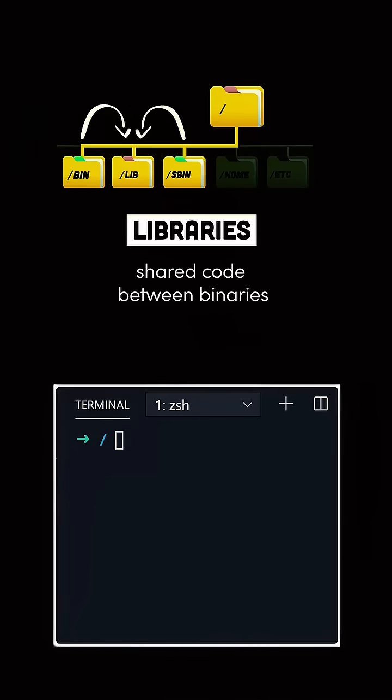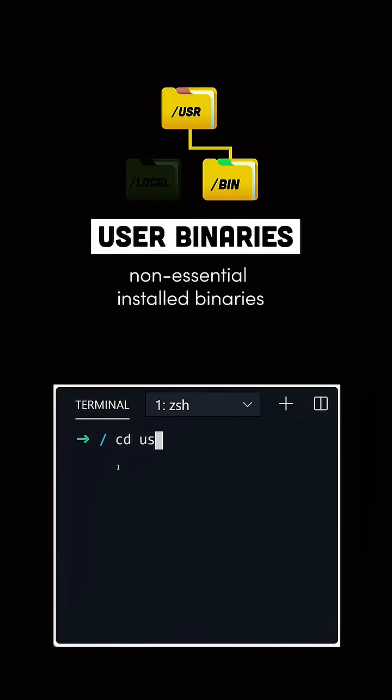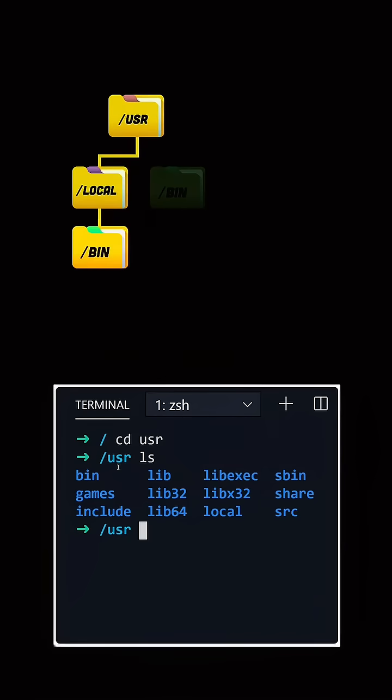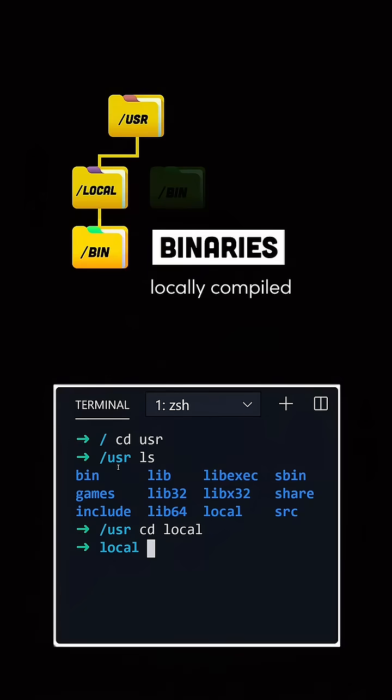Now we also have a usr user directory with its own bin and sbin directories. The binaries or applications here are non-essential to the operating system itself and intended for the end user. You'll also notice a local directory under usr. It contains any binaries that you compile manually to provide a safe place that won't conflict with any software installed by a system package manager.